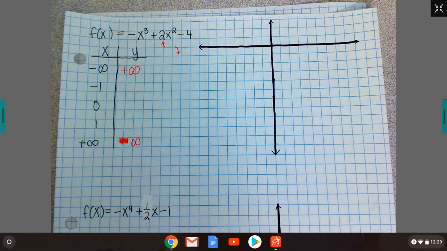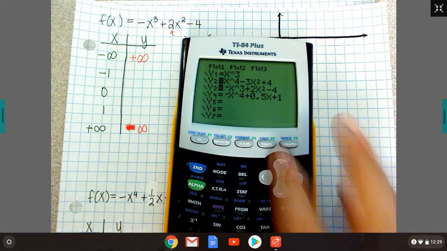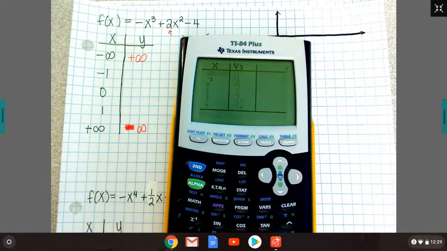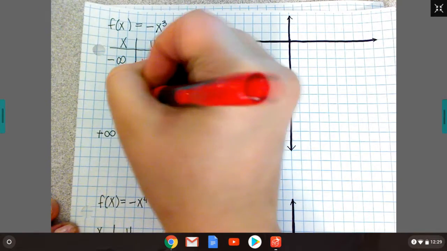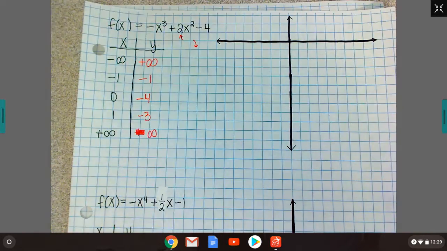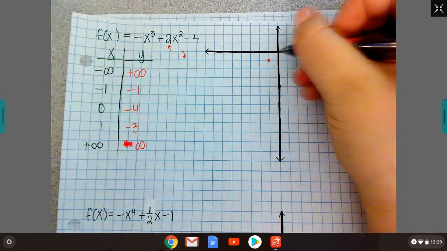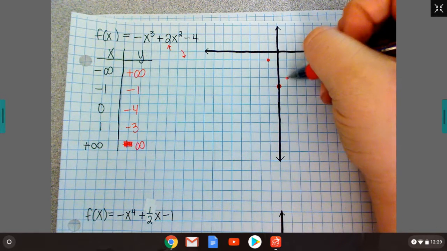There we go. As for our points on our table, I've got this guy highlighted, negative x cubed plus 2x squared minus 4. And I can look at the table. For negative 1, I have negative 1. For 0, I have negative 4. And for 1, I have negative 3. So negative 1, negative 4, negative 3. Let's plot those points. Negative 1, negative 1. 0, negative 4. And 1, negative 3.